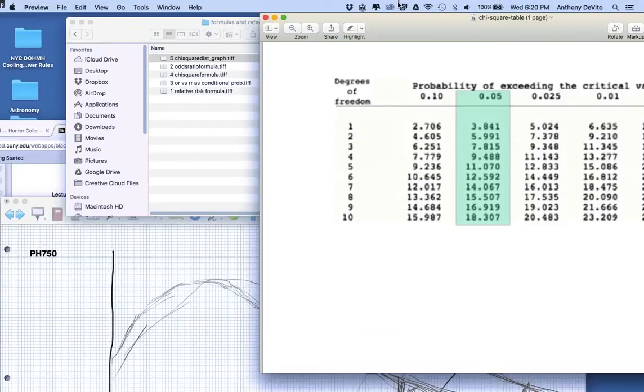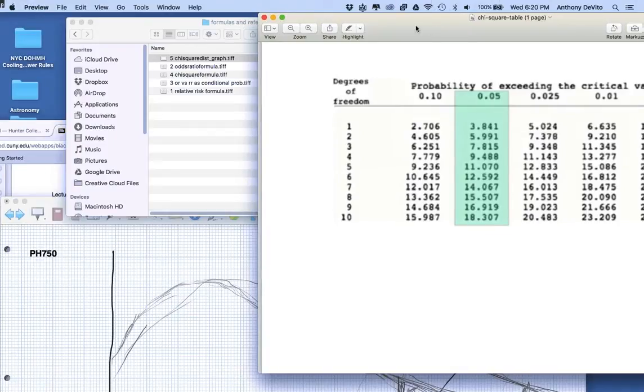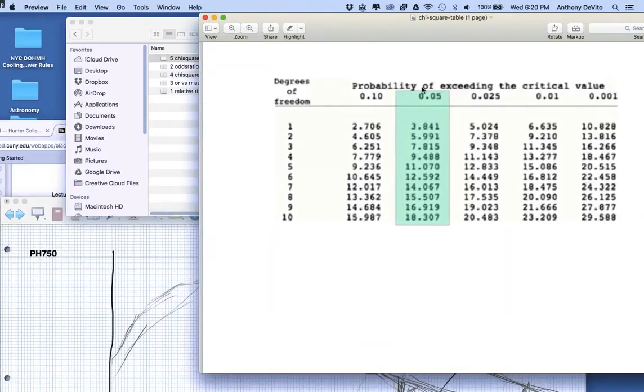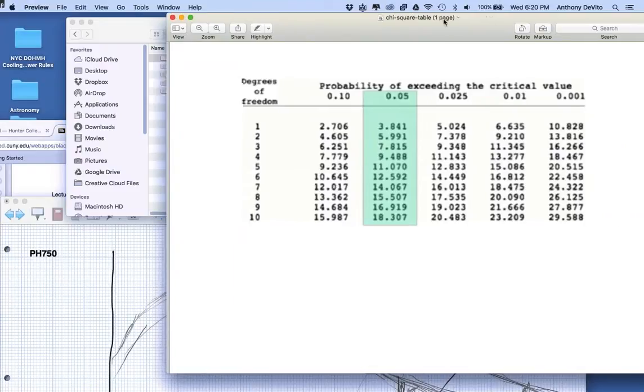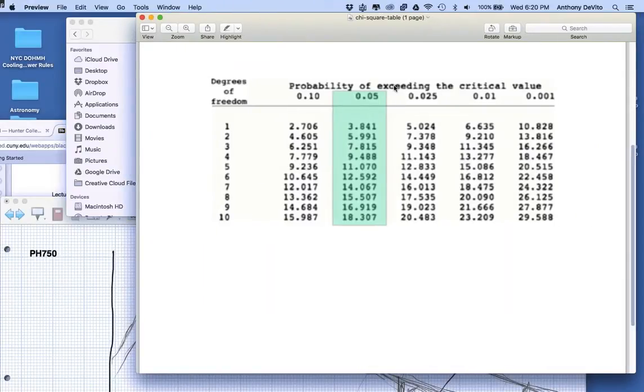If we had a 3 by 2 table, like I described before, how many degrees of freedom would that be? 3 minus 1 is 2. 2 minus 1 is 1. 2 times 1, 2 degrees of freedom for that table. Okay, so 2 degrees of freedom. The probability of exceeding the critical value, if there's no difference, if there's no association, is 5% when you have a chi-square value of 3.841.